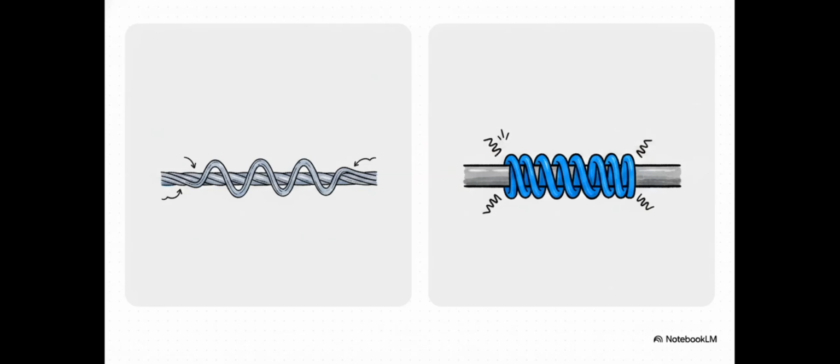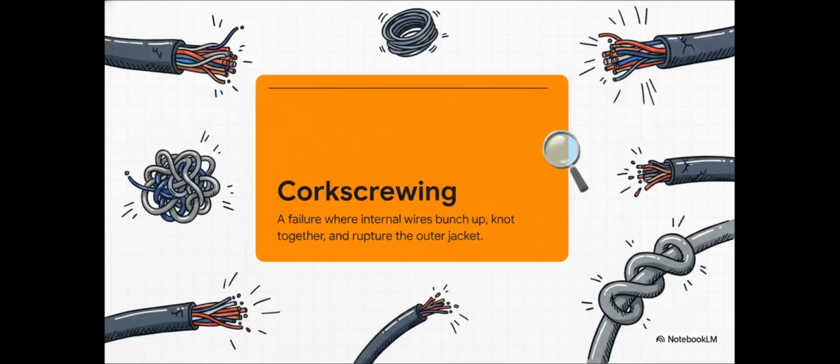This aggressive twisting over really short distances acts exactly like a mechanical spring. A wire quickly shifts from tension to compression in just a fraction of an inch, completely neutralizing those dangerous mechanical bending forces. And if you don't neutralize those forces, you get corkscrewing.